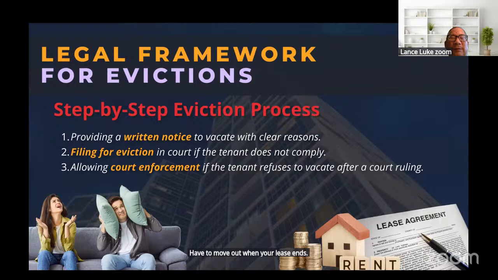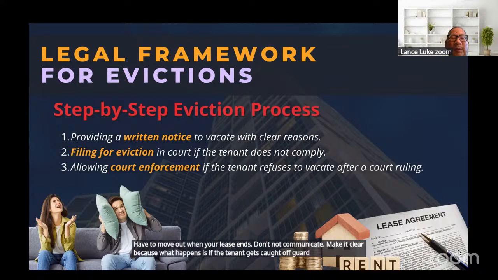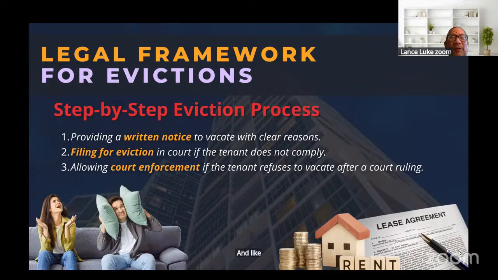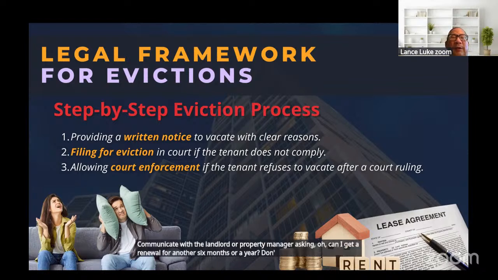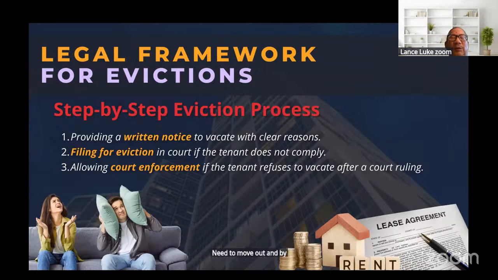Don't not communicate, make it clear, because what happens is if the tenant gets caught off guard, they weren't preparing, they're not going to move out when you think they are, right? And likewise, if you're a tenant and you know your lease is ending, communicate with the landlord or property manager, asking, oh, can I get a renewal for another 6 months or a year? Don't just say nothing and then both sides, the landlord expects you to move out and you don't think you need to move out, saying he never got any notice to move out, right? Your notice is already on your rental agreement that your lease ends on this date, and that's when you're supposed to move out.